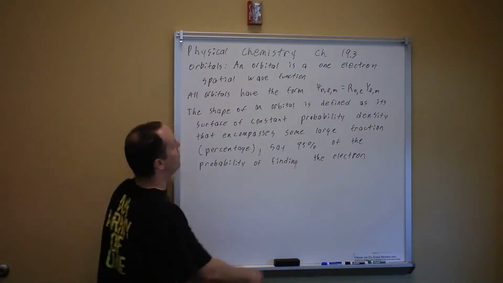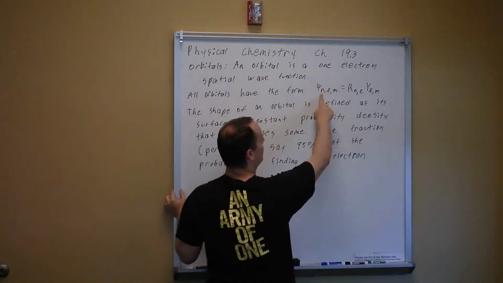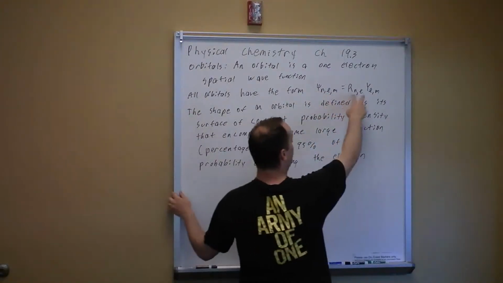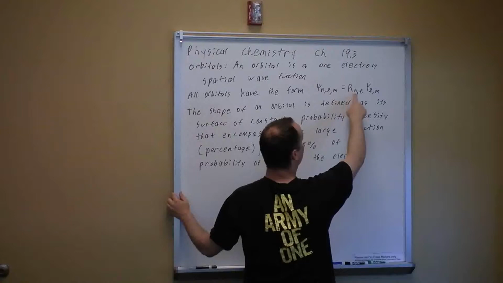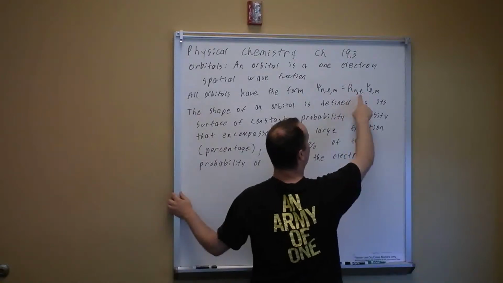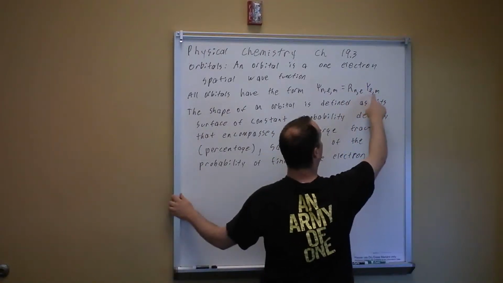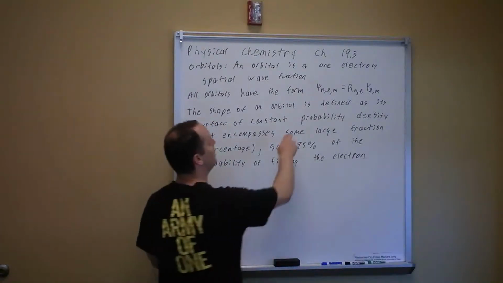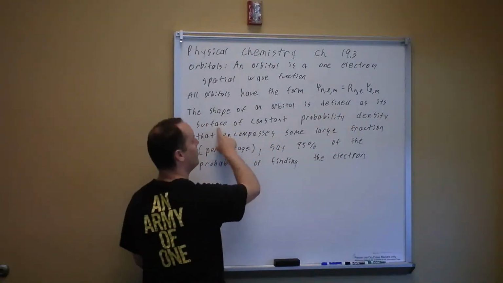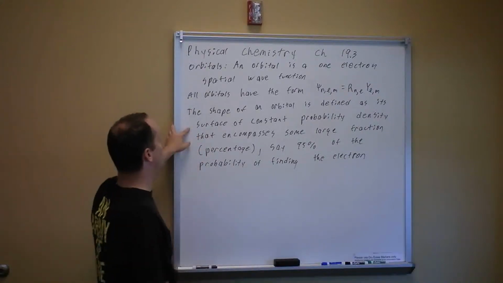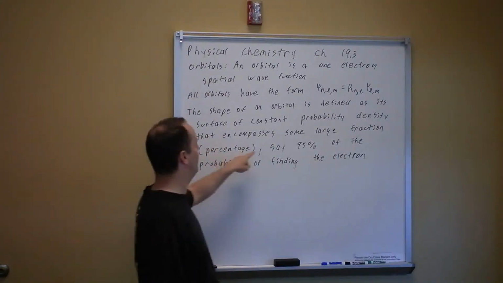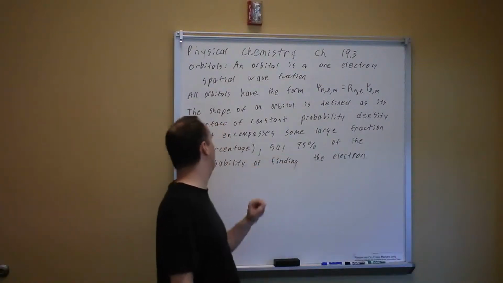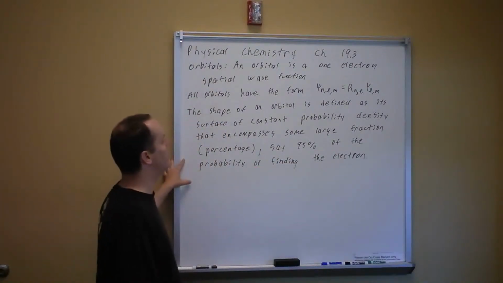All orbitals have this form of psi as a function of these three quantum numbers, n, l, and m. You separate it into R, the radial function, which is a function of n and l, and Y, which is a function of l and m. Now the shape of an orbital is defined as its surface of constant probability density, which encompasses a large fraction or percentage, say 95%, of the probability of finding an electron.